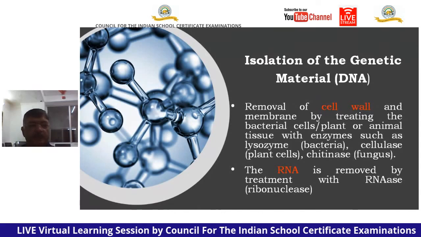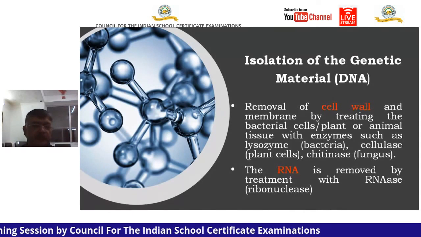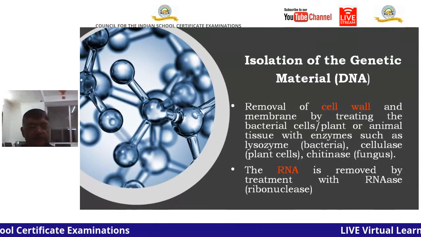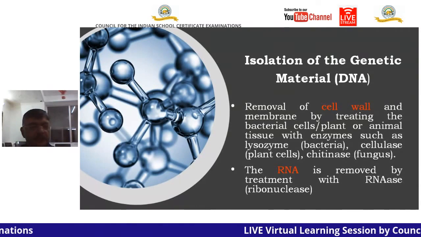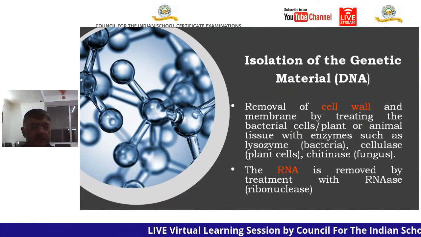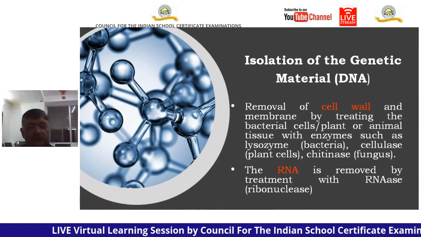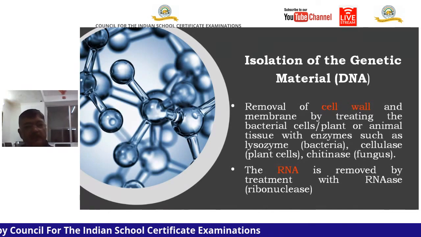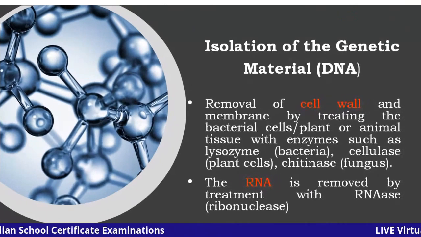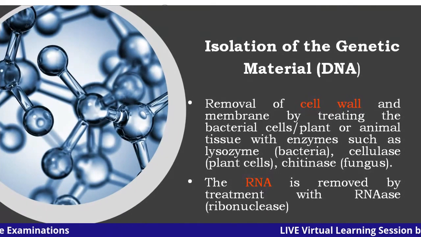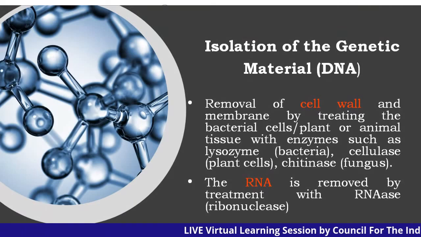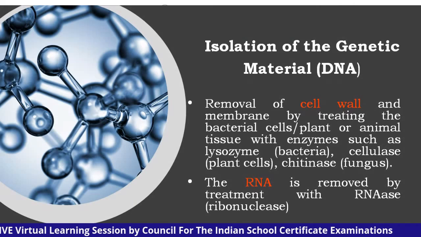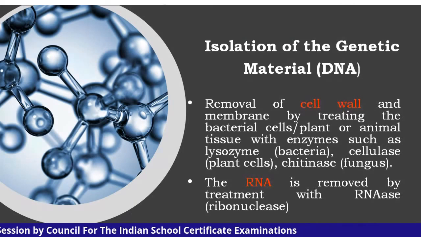Depending on the type of organism that we are using as a source organism, for removal of the cell wall, the enzyme lysozyme can be used for bacterial cells. Cellulase can be used for removing the plant cell wall, and chitinase for removing the fungal cell wall. For example, if it is a yeast cell, you'll require chitinase. Thereafter, some detergent is required to remove the membranes.